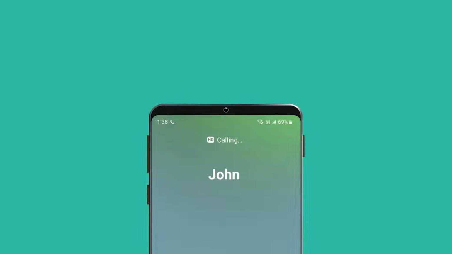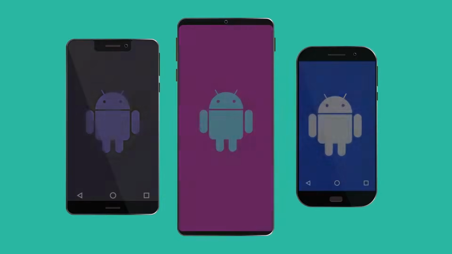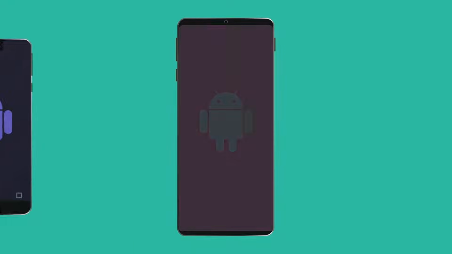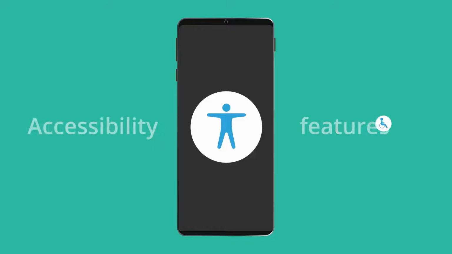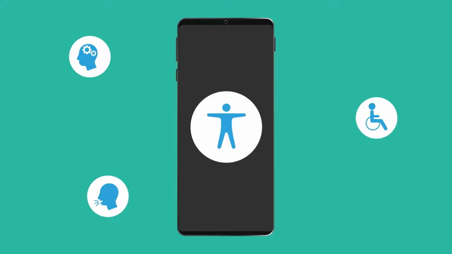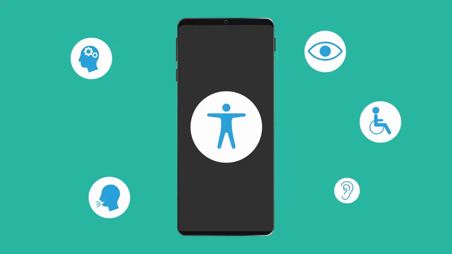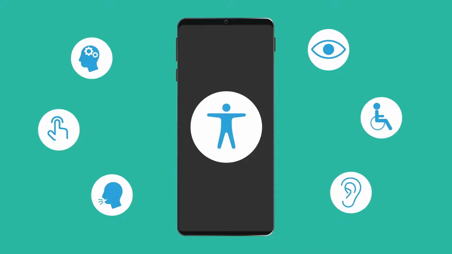There are many types of Android phones. If your Android phone is a different model to the one shown in this demonstration, the steps might be slightly different, but you can still follow along. Accessibility features are designed to help make your phone easier and more comfortable to use. This is especially useful if you experience low vision, are hard of hearing, or find it difficult to use the touchscreen.